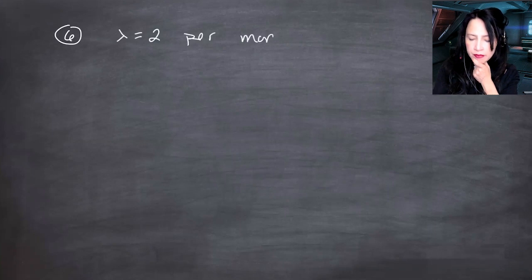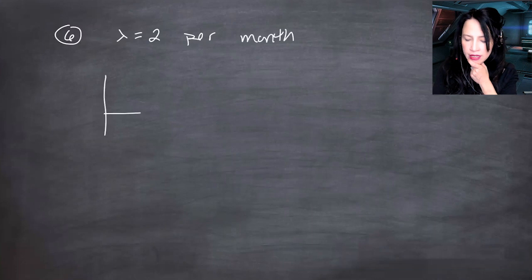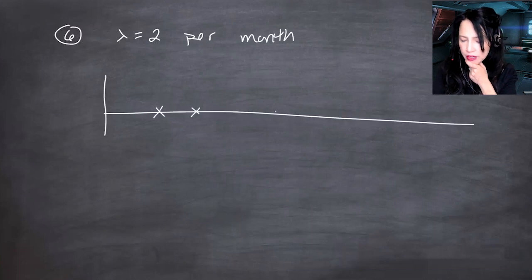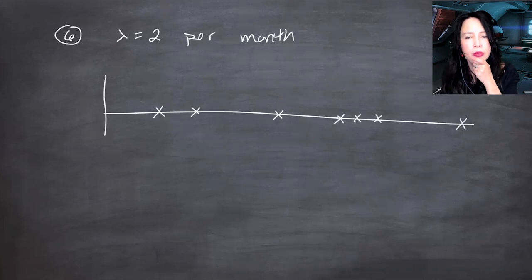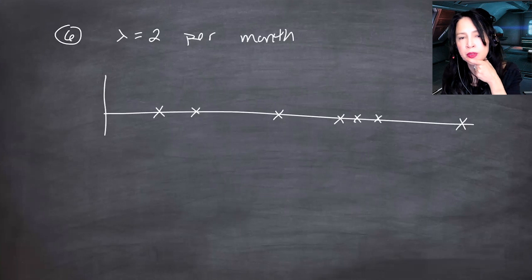Six, we have jobs arriving according to a Poisson process with rate 2 per month. Reading ahead and seeing months in the rest of this question, I think we should stick with months as our units here. So we have lambda equals 2 per month. And so this is some sort of Poisson process. And we want the probability that it will take more than 3 months to receive an acceptable job offer.